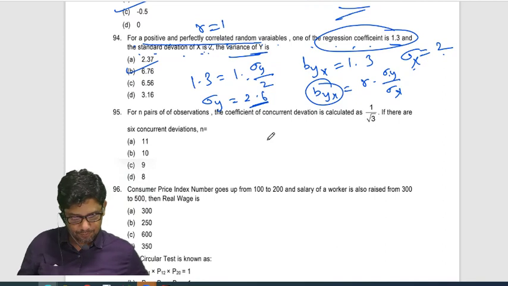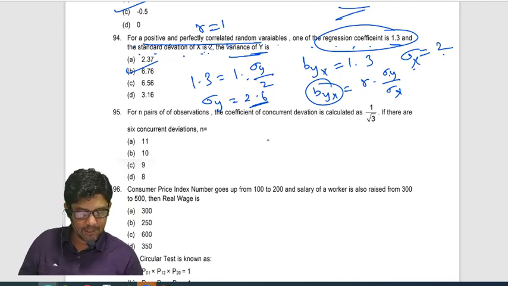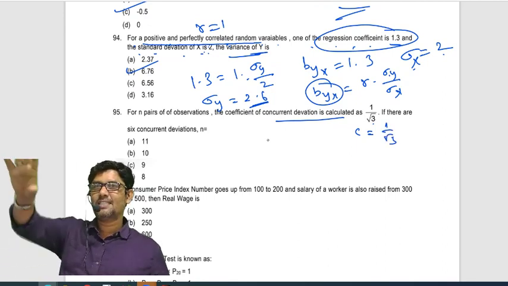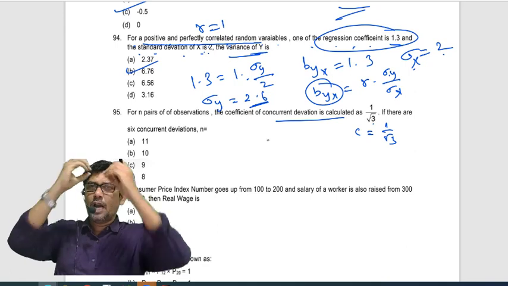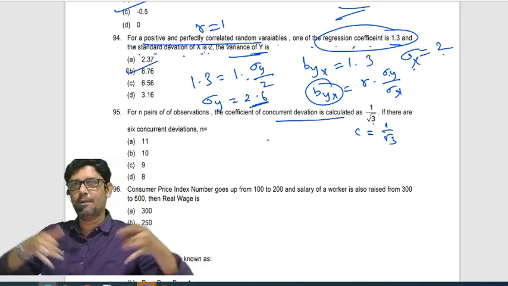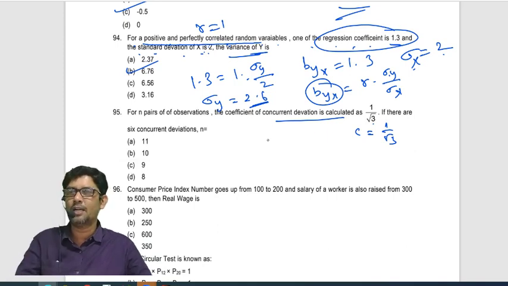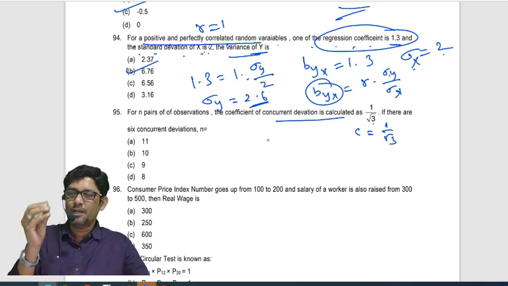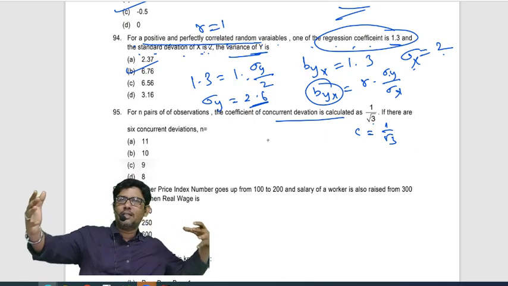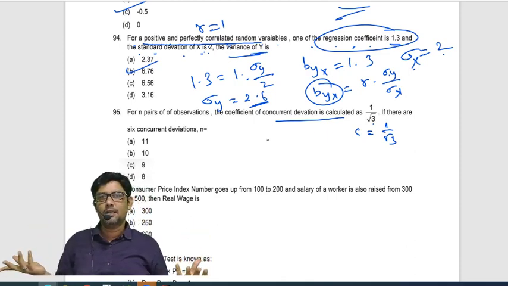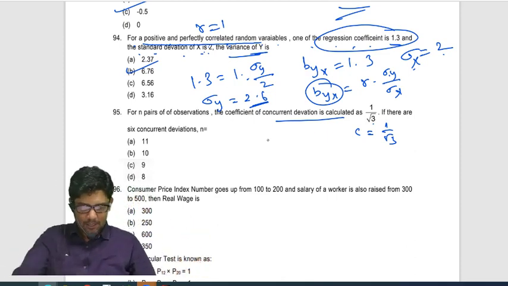Now, for n pairs of observations, concurrent deviation is calculated as 1 by root 3. Emma, do you remember? In the class I said I marked and gave 3 sums, and this type of question is only going to come in the exam. Is that what they are asking? See, it is not only in the MTP, my dear. Every time they are going to do that. See, strategy. What we do now is keep on solving the problems, but there is no strategy. Okay. I don't know what to say.